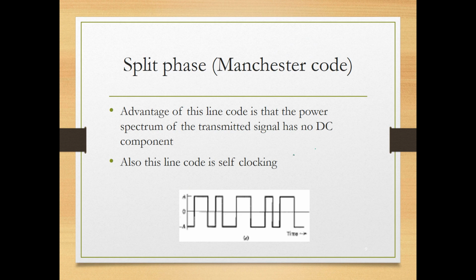So the advantage of this line code is that the power spectrum of the transmitted signal has no DC component, which is very good for saving power for Internet of Things application. Also, this line code is self-clocking, which means that it can be used for synchronization.